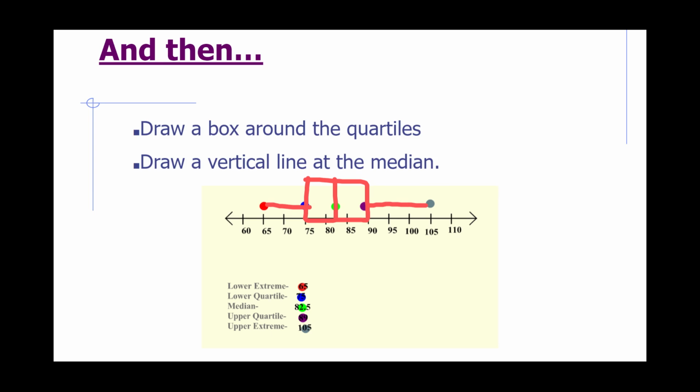Now, why is this significant? Because this section right here represents 25% of my data. This section right here also represents 25%. That represents 25%, and that represents 25% of my data. So if I have information, data, height, ages, number of siblings, favorite color, anything, I can arrange it like this to have a quick glance to see what 25% of each section looks like.